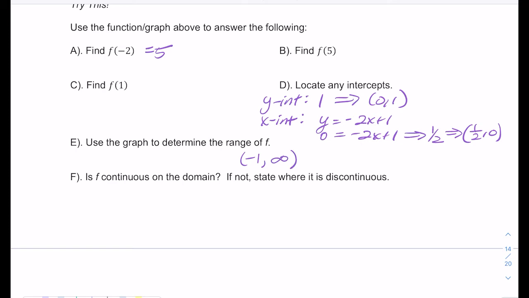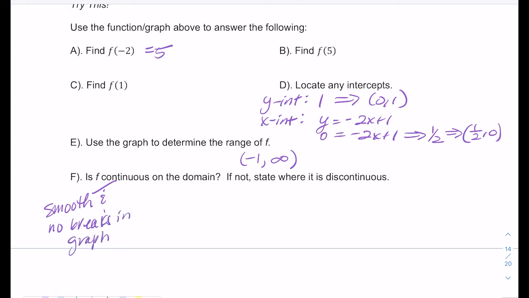Next, it asks if the graph is continuous on the domain. So continuous just means, is it smooth and are there any breaks? There shouldn't be any breaks if it's continuous. So just remember, for continuous, you want smooth and no breaks in the graph.